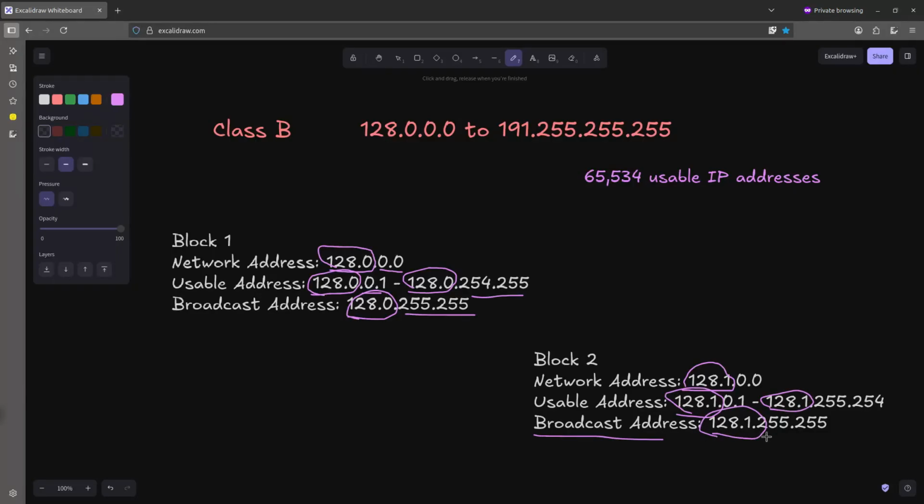Okay? Only what changes is the last two numbers. Similarly, over here, last two numbers. Network part, host part. Okay? So this means this gave us way more options than class C.